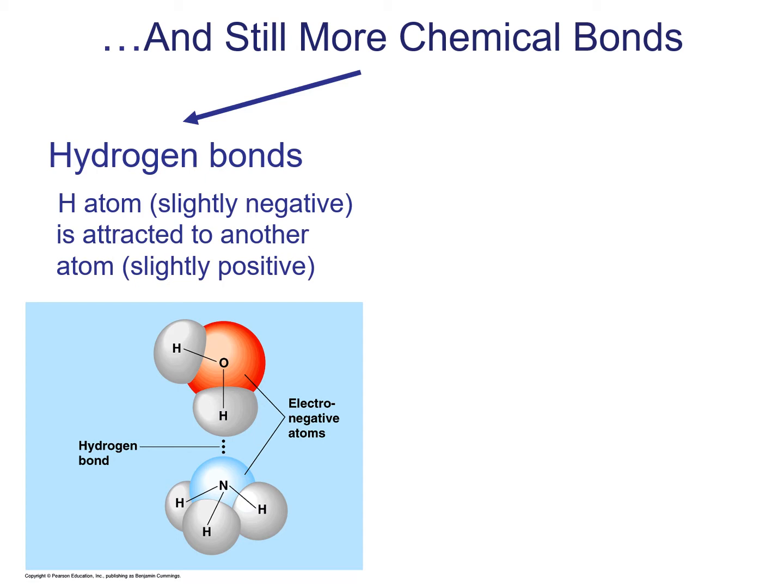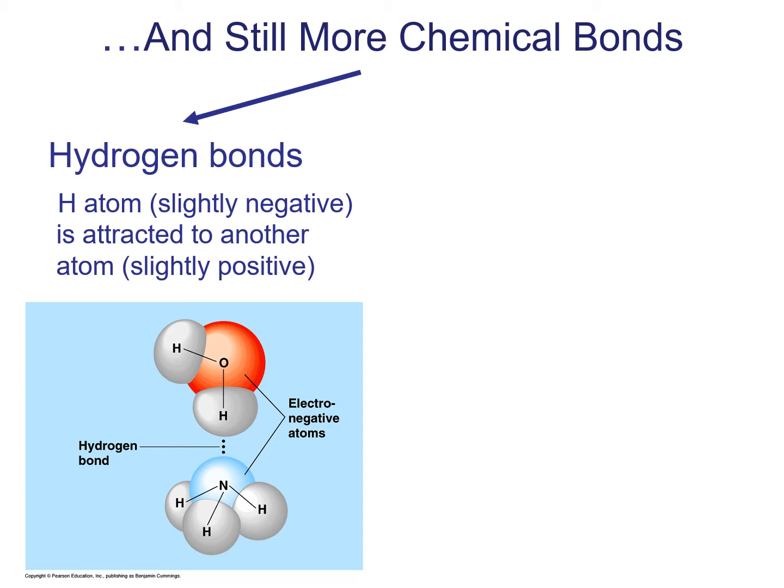Now, because nitrogen also has a high electronegativity, it's going to steal the electrons away from the hydrogen, not completely, but it's going to pull them closer. And that means that the nitrogen is slightly negative. The adjacent water molecules will have hydrogens that are slightly positive. And so there's this attraction, a fairly weak attraction between the hydrogen and nitrogen.